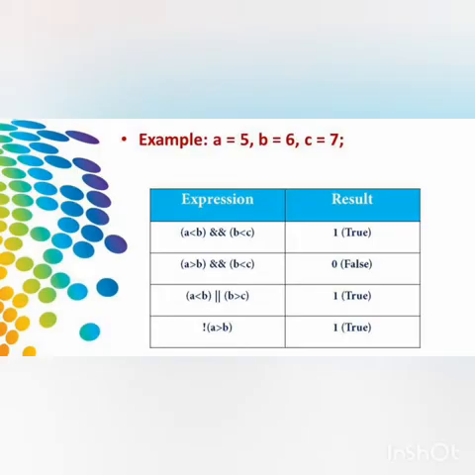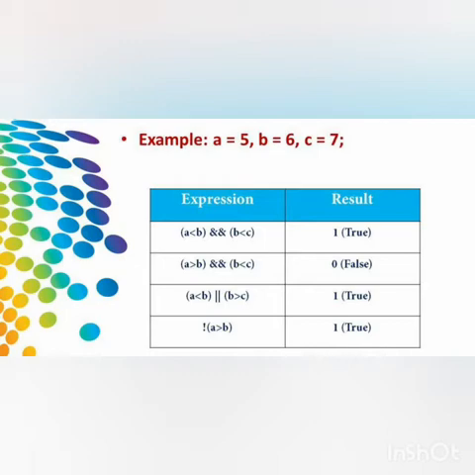Now, let's see some examples. A is equal to 5, B is equal to 6 and C is equal to 7. Here the expressions and results are given. Let's see now. Look at the first example. A is lesser than B and B is lesser than C. Here we are using two relational expressions and one logical operator. A value is 5, so 5 is lesser than B value 6. 5 is less than 6. Yes, the condition is true.